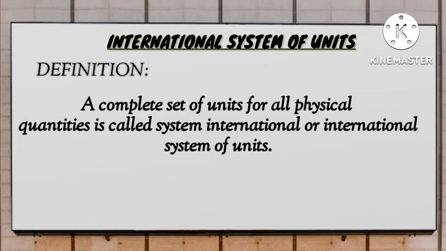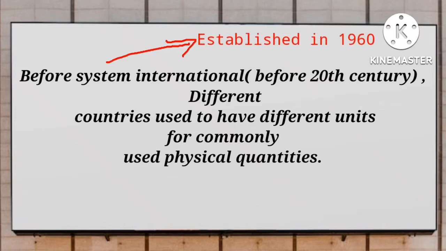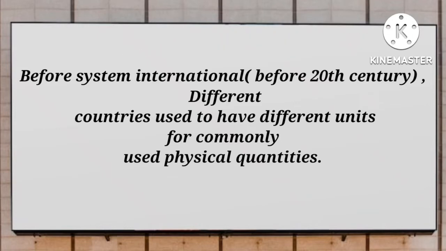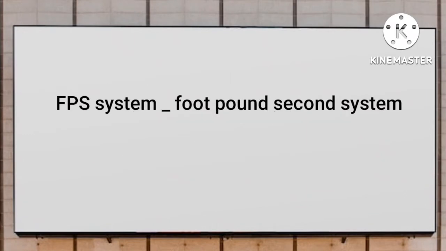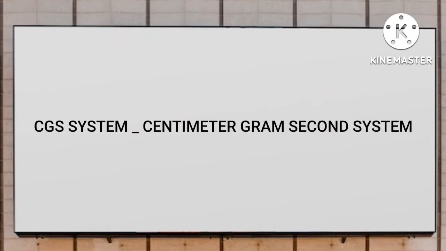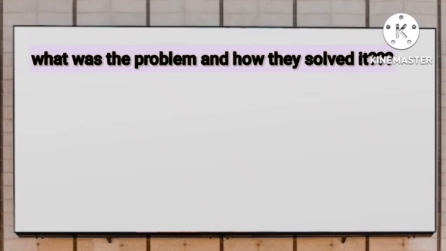Now let's talk about the history of International System of Units. Before the 20th century, in every country different systems of units were used. For example, foot, pound, second system, FPS system, like CGS system, MKS system, etc. Let's talk about what the problem was and how they solved it.